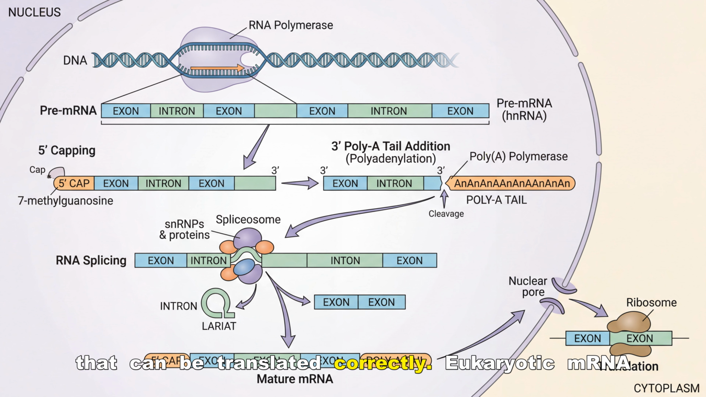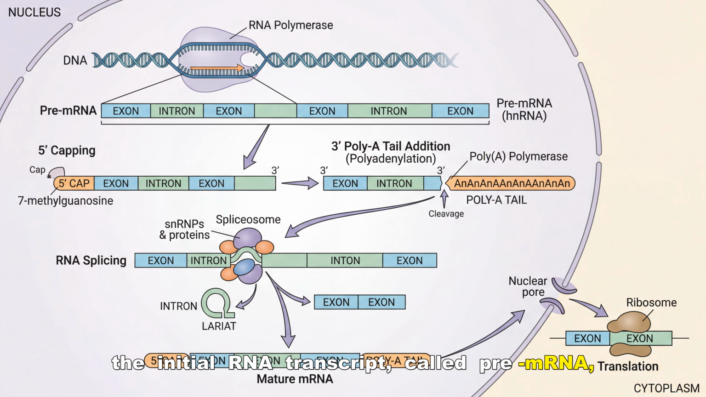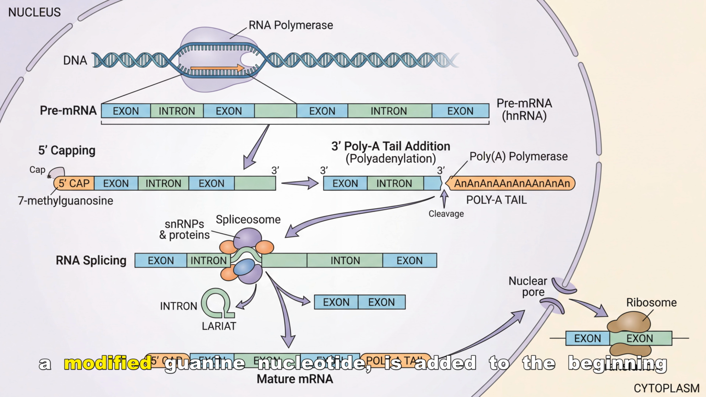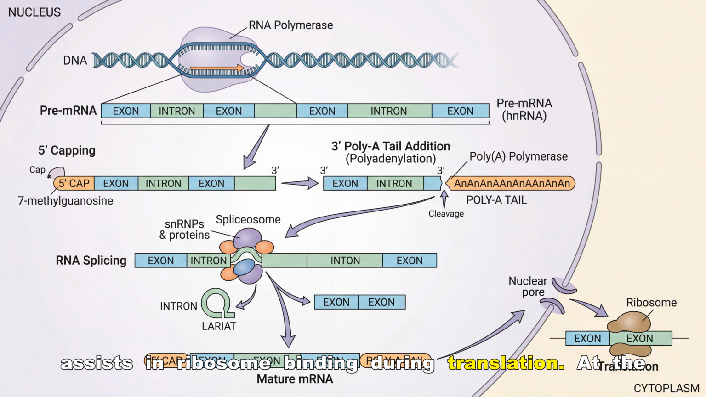Eukaryotic mRNA undergoes post-transcriptional processing, including 5 capping, poly-A tail addition, and splicing, before translation. After transcription, the initial RNA transcript, called pre-mRNA, is not yet ready for translation. The 5 cap, a modified guanine nucleotide, is added to the beginning of the RNA and helps protect it from degradation and assists in ribosome binding during translation.